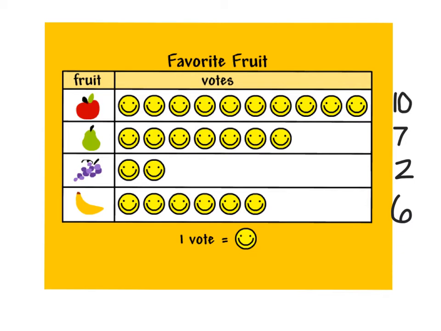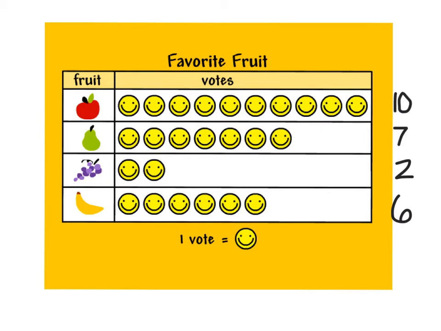Everyone now. What fruit did the most people pick? Apples. Okay, I'm going to ask another question, and I don't want you to say it out loud. I want you to think it in your head. What fruit did the least number of people choose as their favorite? Don't say it out loud, but just look at your numbers. Look and see which one has the least amount of votes.